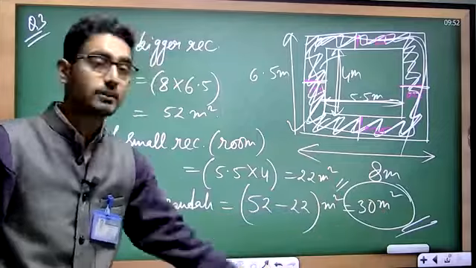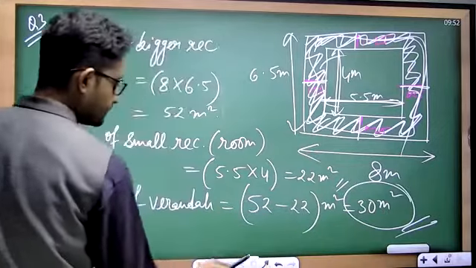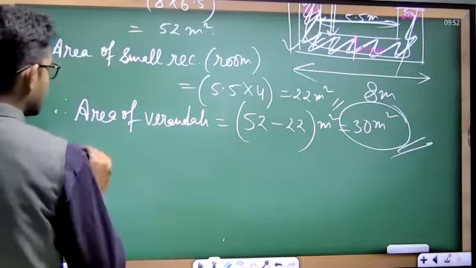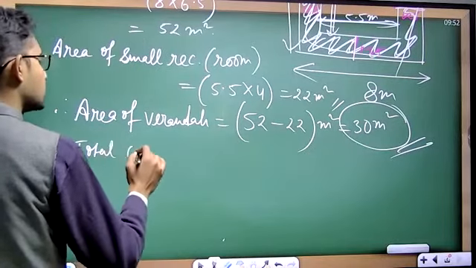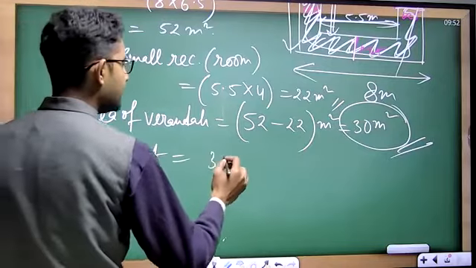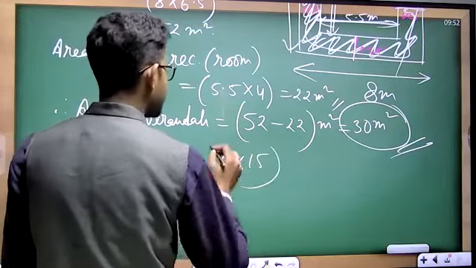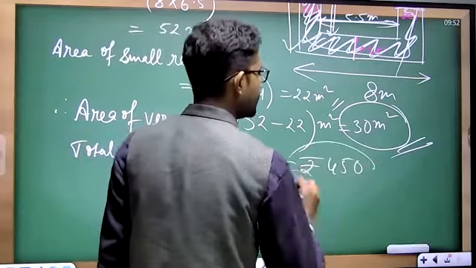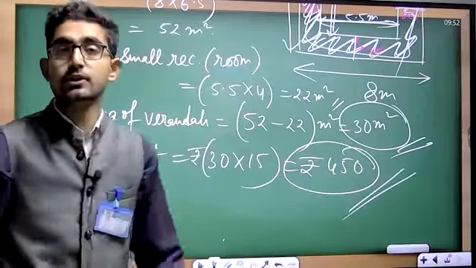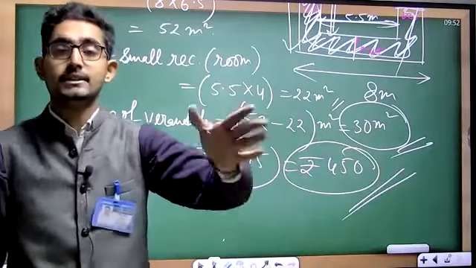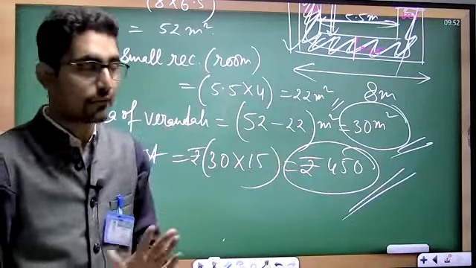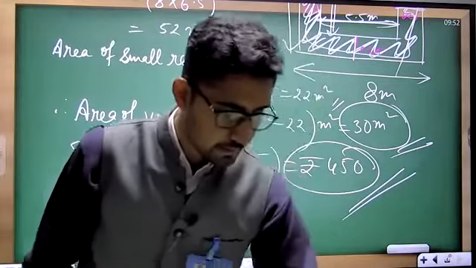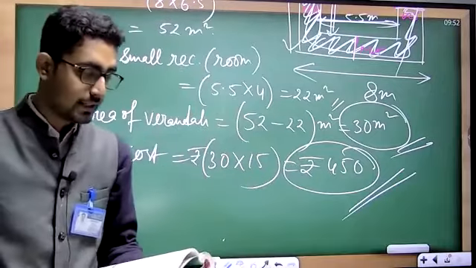So what is the cost of the veranda? So we will do, total cost is equals to 30 multiplied by 15 is equals to, we can say, rupees 450. This is the total cost. Understood? Rupees 450. Understood all of you? So this is your done question number 3. I think till question number 3 no doubt is there.